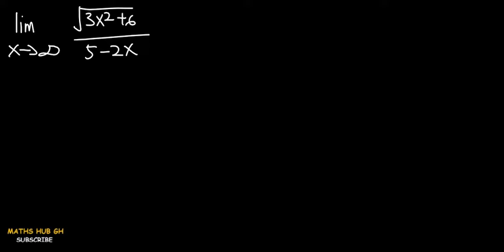Okay, so I have this question here. You have to find the limit of the square root of 3x squared plus 6 divided by 5 minus 2x as x approaches infinity. Okay, so let's look at how you are going to solve this question. If you try the direct substitution method here, you are going to have an indeterminate form, so there will be no need for us to try it.